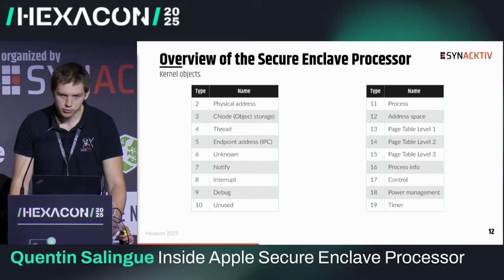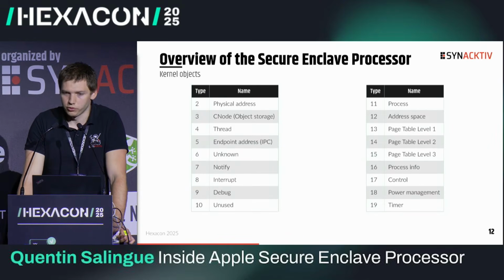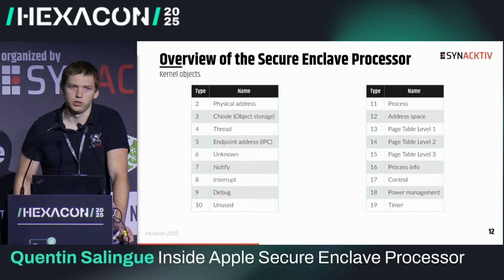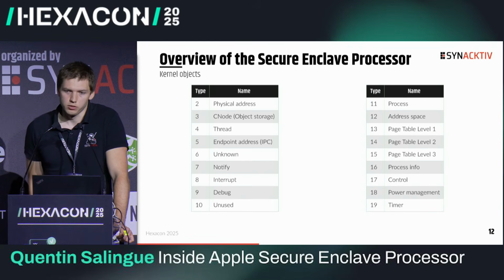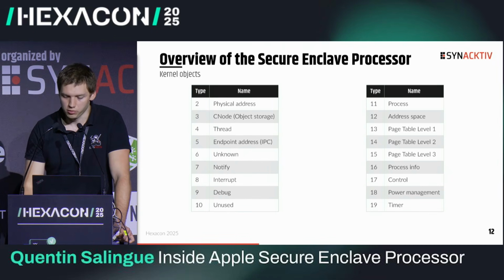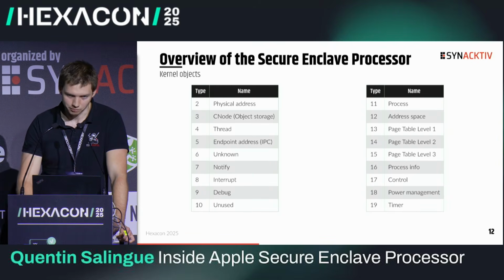There are a handful of kernel objects. The main ones are the CNode, which is the name that they give the objects, and also the endpoint, which is used to do communication between processes. And they also have many other objects to manipulate memory and also timers and other stuff that they need.